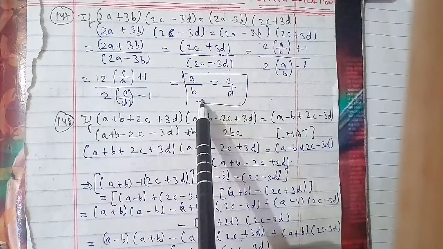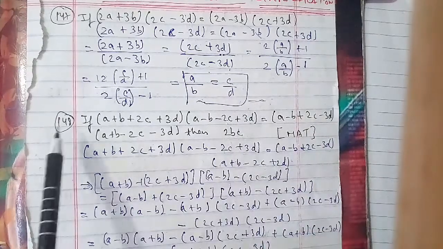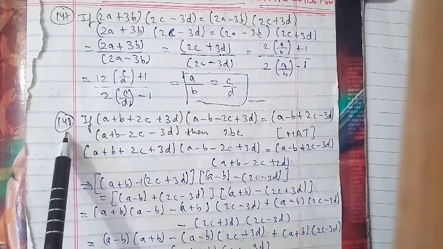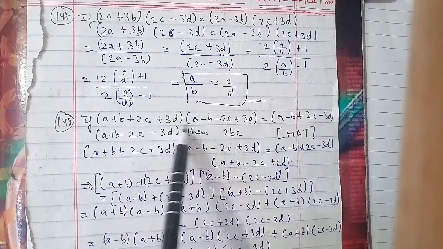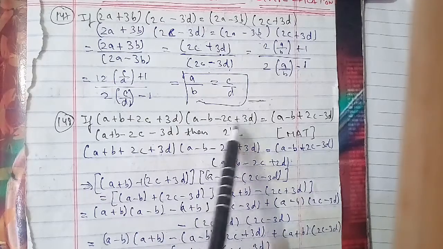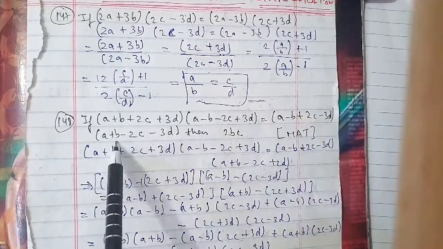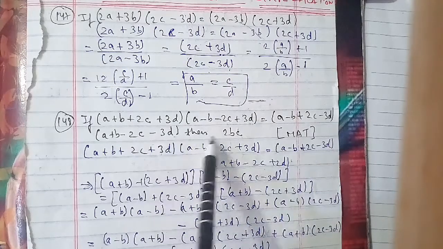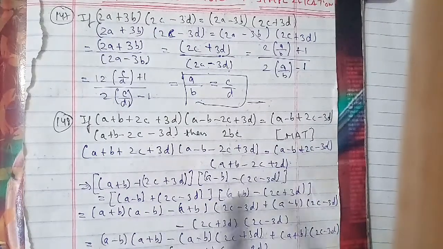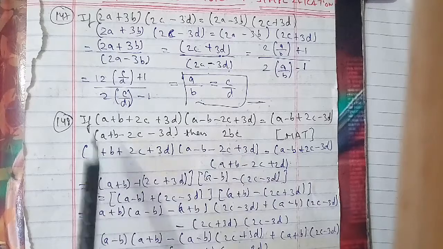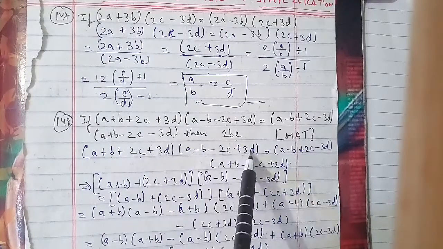After that, talking about the 148th question of the session: if (a plus b plus 2c plus 3d)(a minus b minus 2c plus 3d) equals (a minus b plus 2c minus 3d)(a plus b minus 2c minus 3d), then you have to find out 2bc. This has been an important question because it has been asked in a math examination paper, and that is also an important paper.